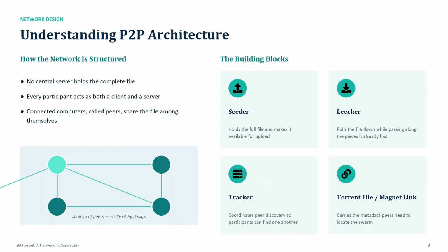Peer-to-peer architecture. Now let's look at the architecture of BitTorrent. BitTorrent uses a decentralized peer-to-peer network, which means there is no central server storing the complete file. There are four main components: seeder, leecher, tracker, torrent file or magnet link. Because every user both downloads and uploads, the system becomes faster and more efficient.